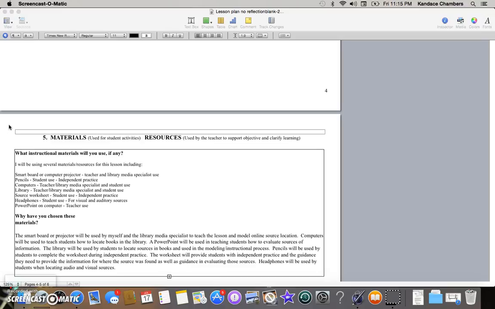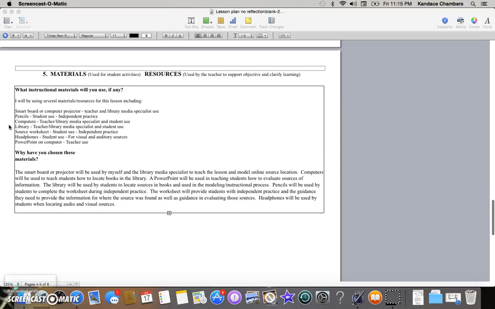Pencils will be used by students during independent practice. Computers will be used by myself, the Library Media Specialist, and students. The library will be used by myself, the Library Media Specialist, and students. The source worksheet will be used by students during independent practice, and headphones will also be used by students for visual and auditory sources.